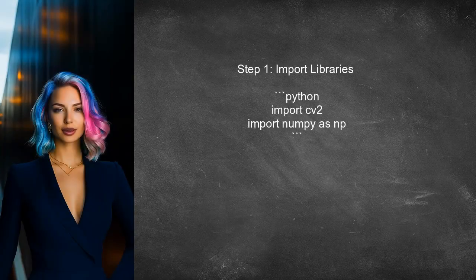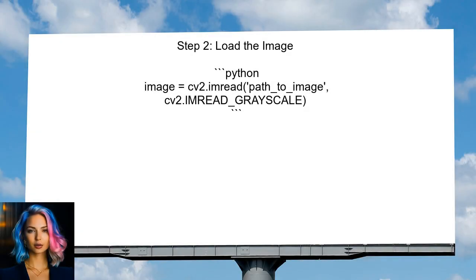To begin, the user should import the necessary libraries. This includes OpenCV for image processing and NumPy for handling arrays. These libraries will help in resizing and manipulating the images. Next, the user needs to load the grayscale image using OpenCV. This can be done with the imread function, which reads the image from the specified path.